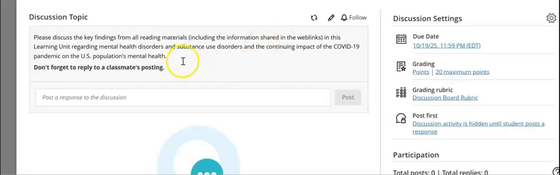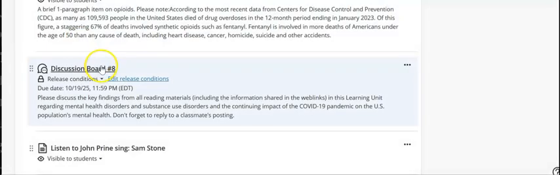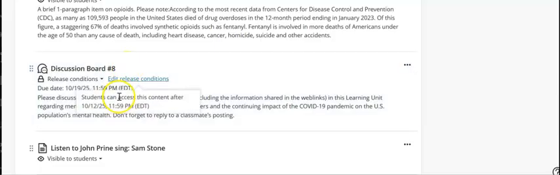Those kind of things. And don't forget, you do need to reply to a classmate's posting for the Learning Unit 8 discussion board. So be creative as far as making it something that you want to share with others. What information just really astounded you? Or what do you think was the most important information out of all the information that was shared with you? It's a lot of information here this week. So what do you think is the key information that you learned?